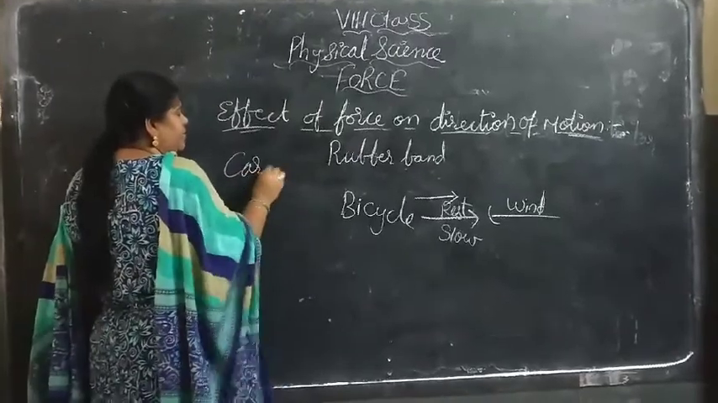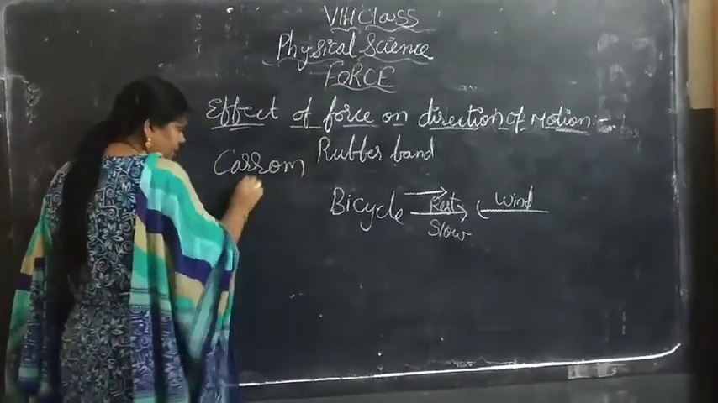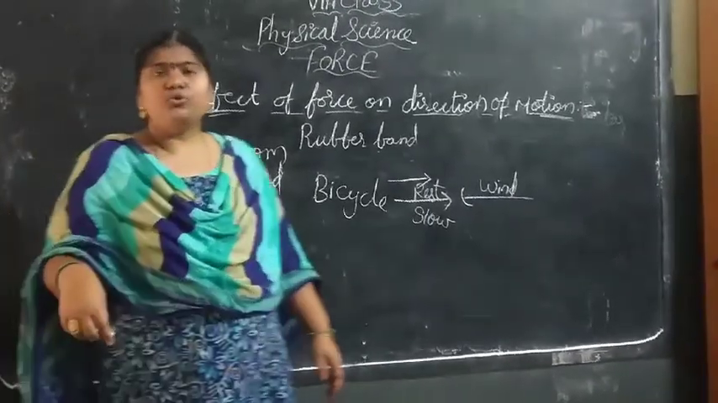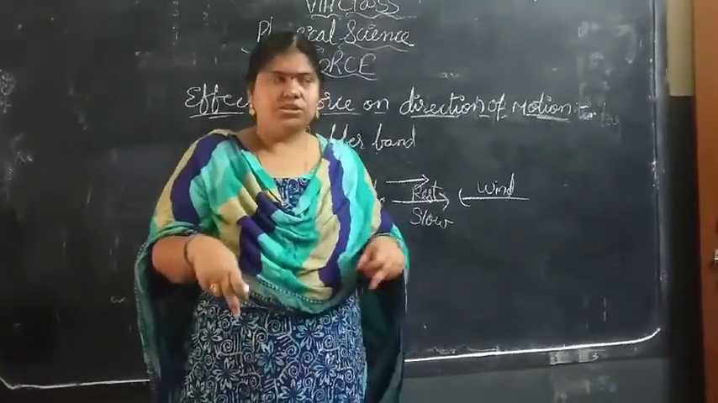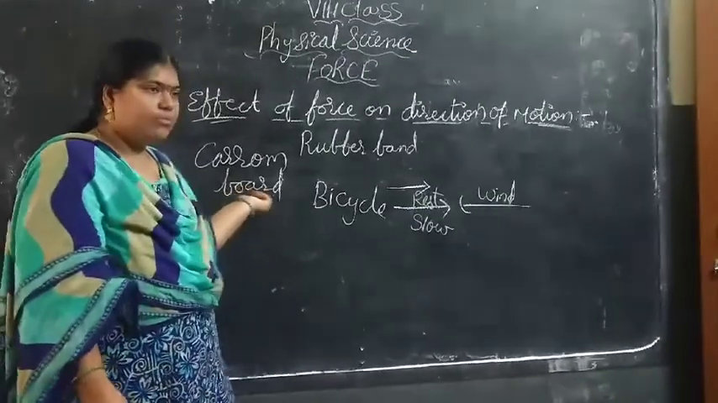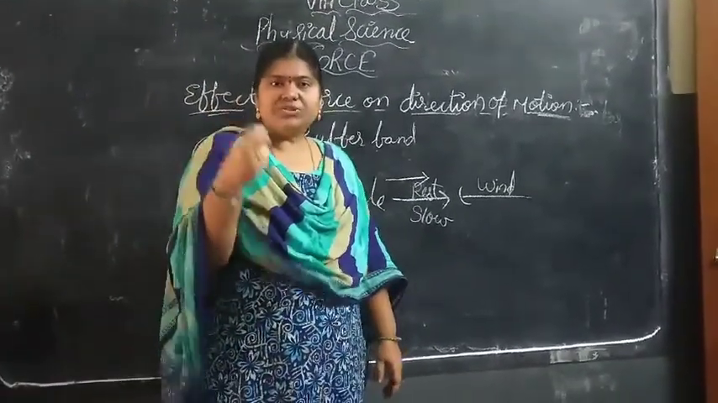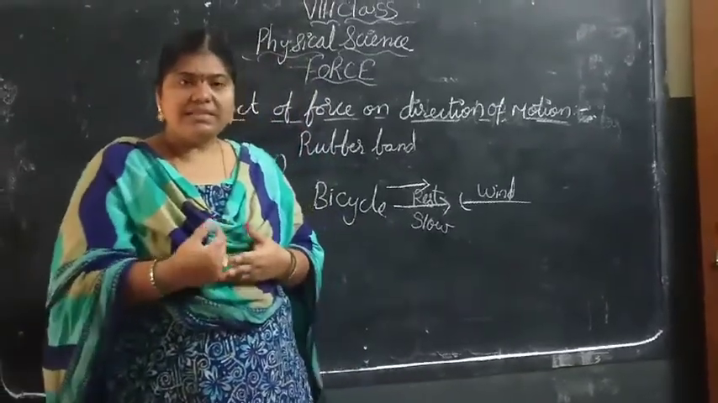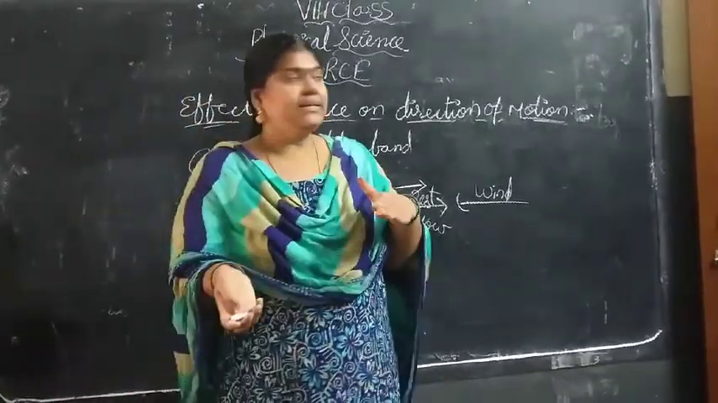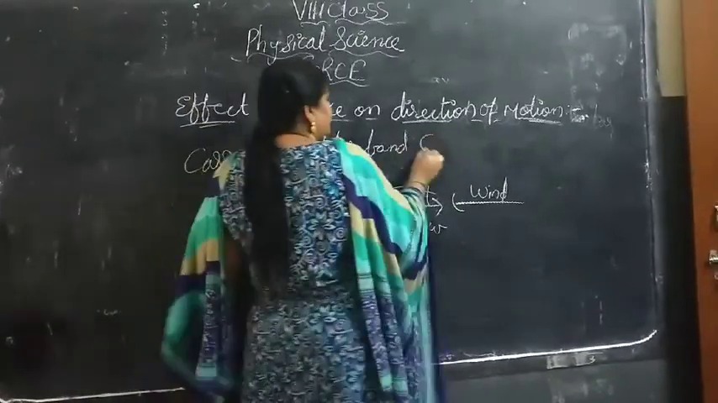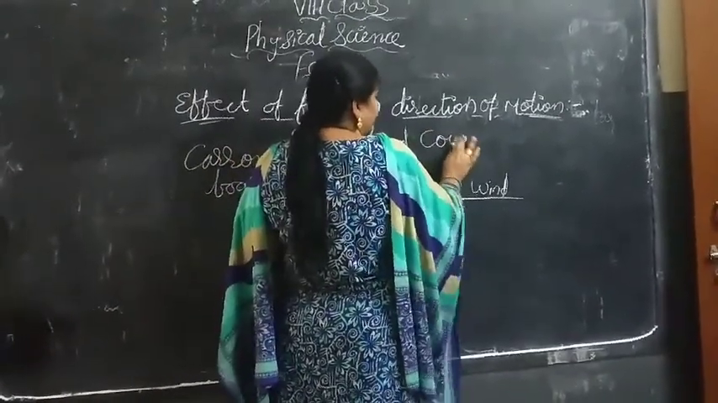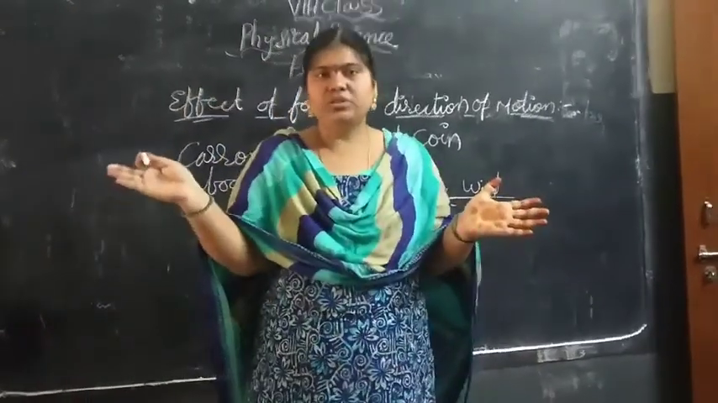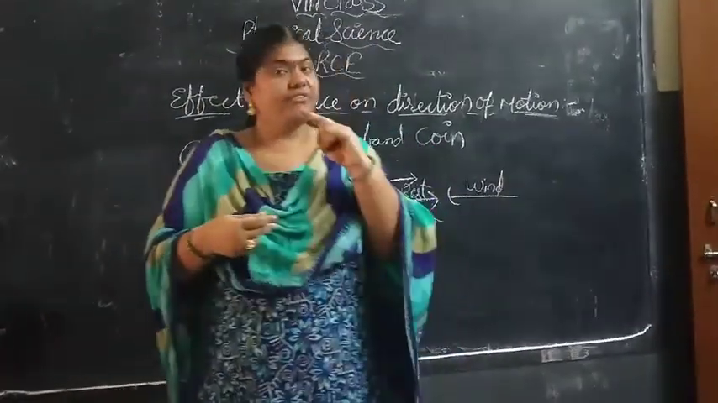Next, one more thing. What is that? If I am playing carrom board, for example, all these activities are given in your textbook to know about direction, force and pressure. So when we take a carrom board and are ready to hit the coin with the striker, what will happen? You can see that there will be movement in the coin and also in the striker. The coin will move in one direction and the striker will move in the other direction.